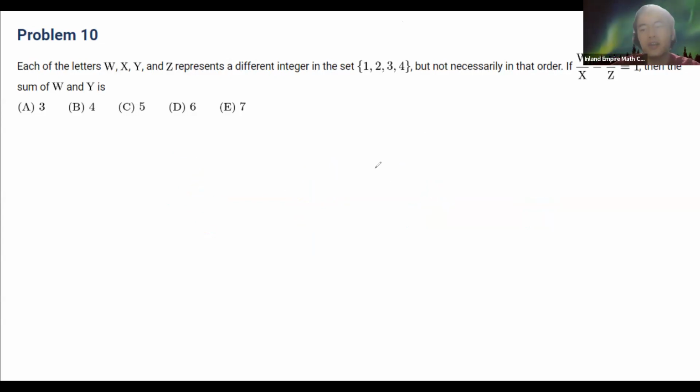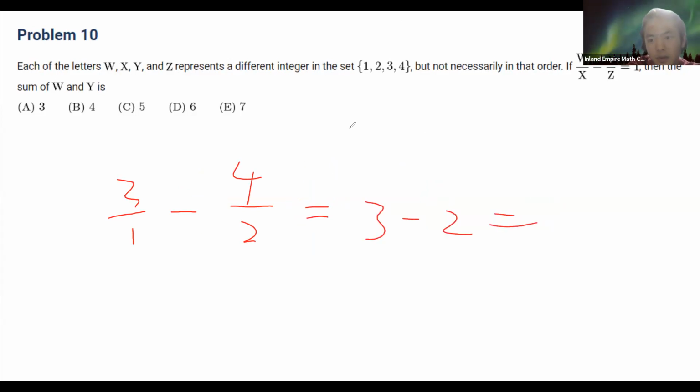But then you see you would only have so many choices, right? You would have 4/2 and 3/1. But then, oh wait, check this out. 3 divided by 1 is 3, 4 divided by 2 is 2. So that gives you 1. So then the answer is just W plus Y, 3 plus 4, which is 7.